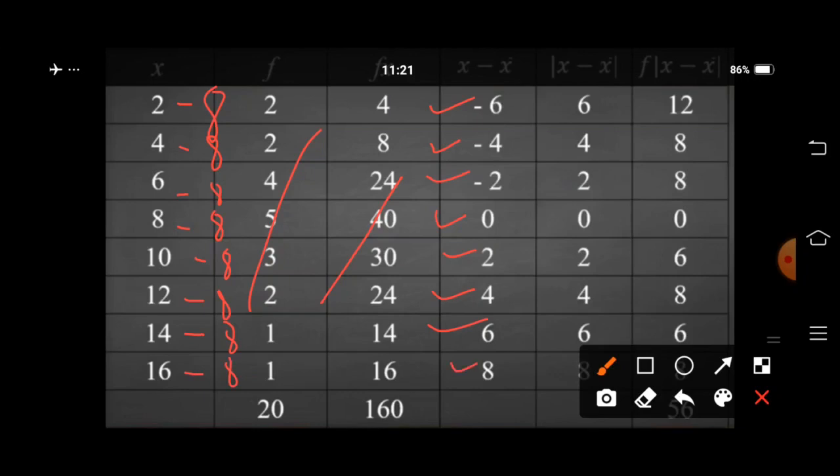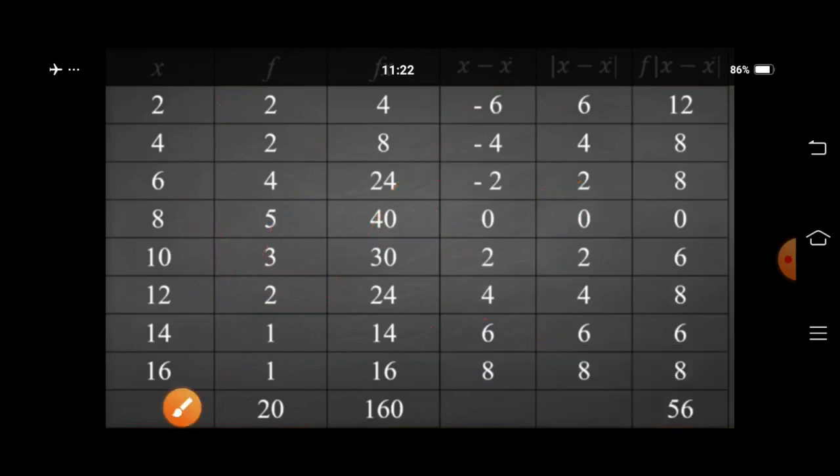Now convert these values into absolute values. Minus 6 is there. If we convert into absolute value, positive 6 should be there. Minus 4 into absolute value 4. Minus 2, 2. 0 remains 0. Positive 2 is there, so it will remain the same. 4 is 4. 6 remains the same. 8 remains the same.